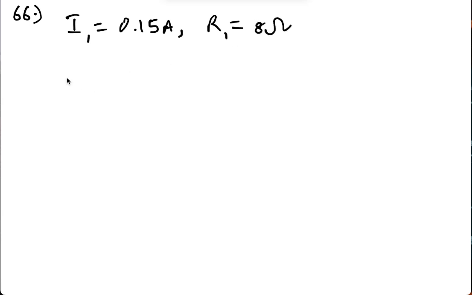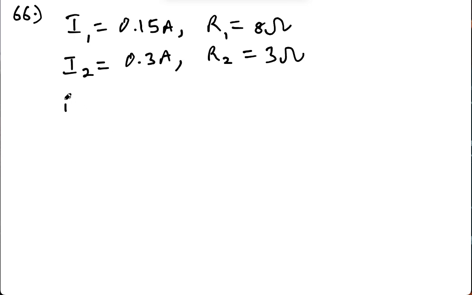So let's call this R1. And it also gave a current of 0.3 ampere through a resistance of 3 ohms. So the question asks us, what is the internal resistance of the cell?